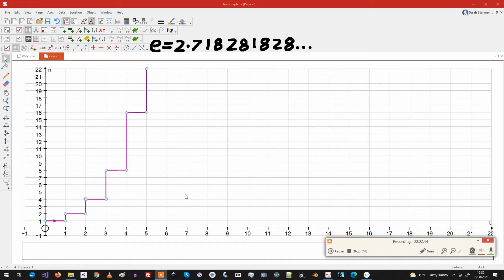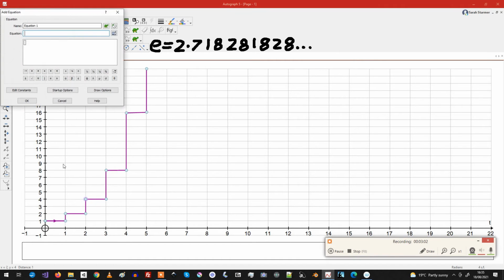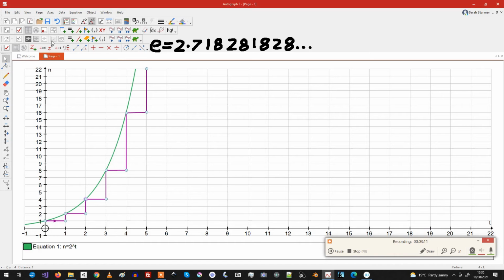So that would be 100% growth. Every second it would double. And the equation would be that the number of cells would be equal to 2 to the power of the time. So number equals 2 to the power of the time. So we would have a graph that looks a bit like this.